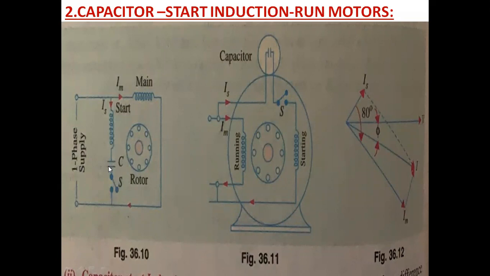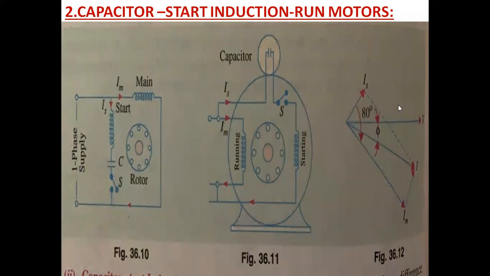Actually the main winding is of inductive nature. The starting winding is also of inductive nature, but we are keeping one capacitance in series with the starting winding, so we are making it capacitive in nature. So one will be inductive, lagging the voltage, and the other will be capacitive, leading the voltage. So there exists a large phase difference.